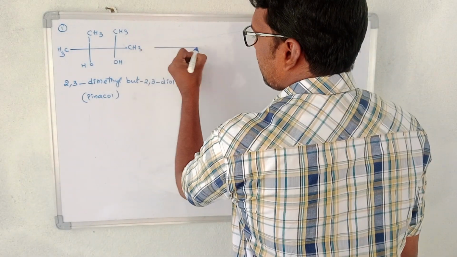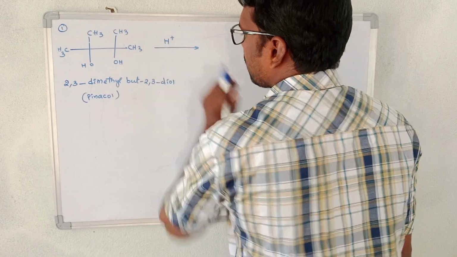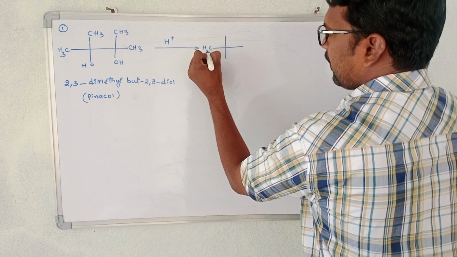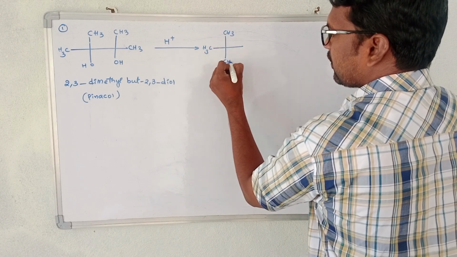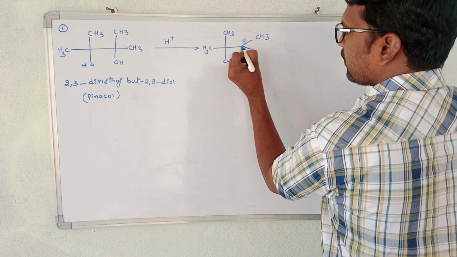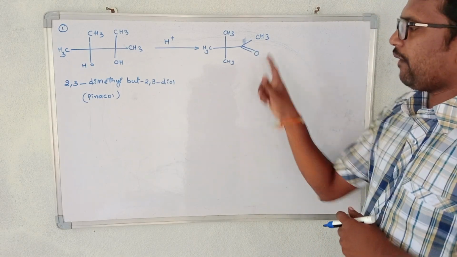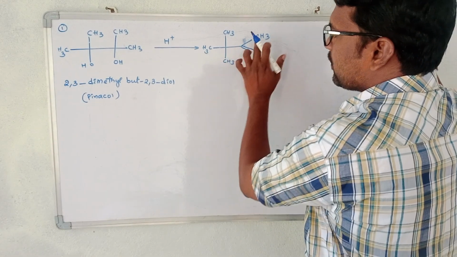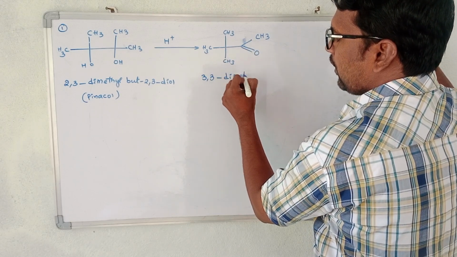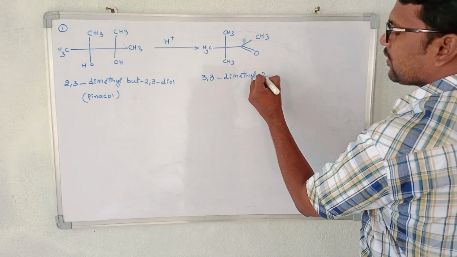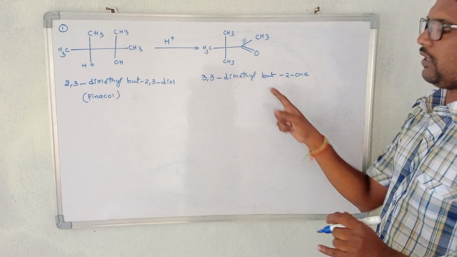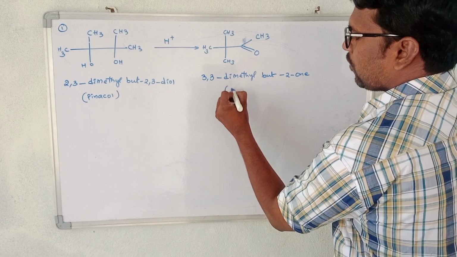This reaction takes place in the presence of a mineral acid, as we already studied, so here we take H plus. After migration, the compound formed is CH3, CH3, CH3, and CH3 C double bond O, so a ketone is formed. On the third carbon, 2 methyl groups are present, so 3,3-dimethyl. Total 4 carbons means butane, and on the second place the ketone functional group is present, so we write butan-2-one. It is also called pinacolone.